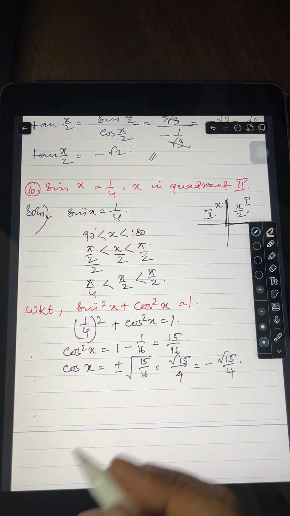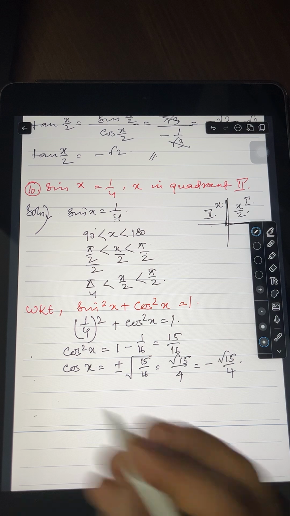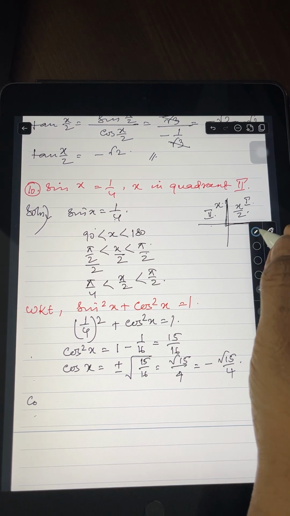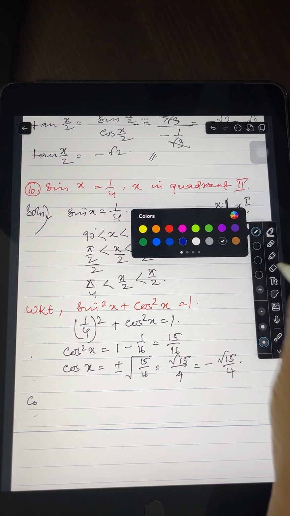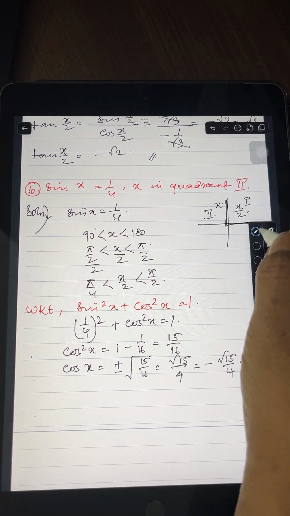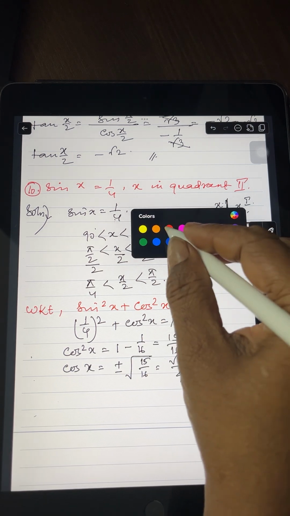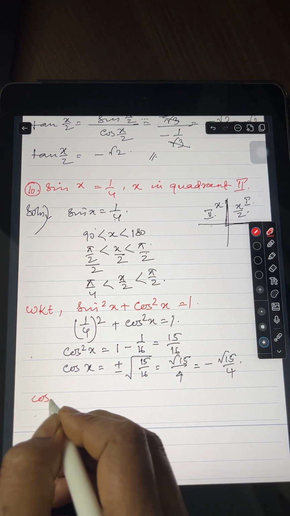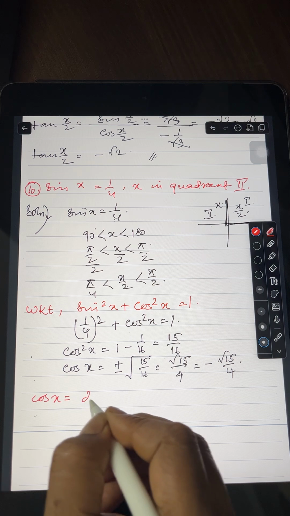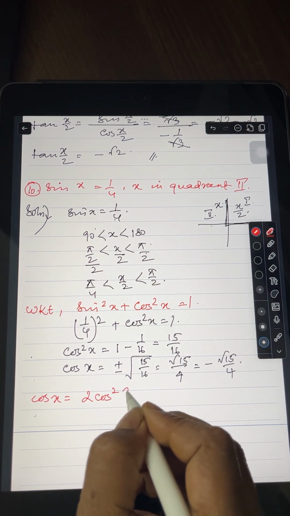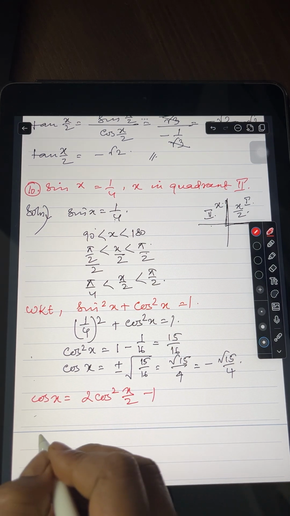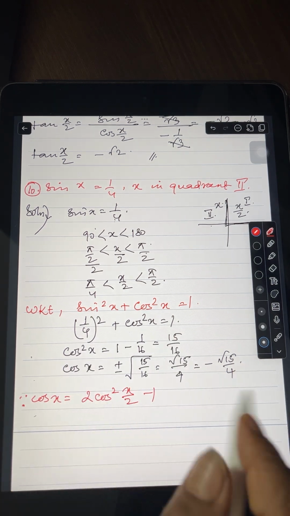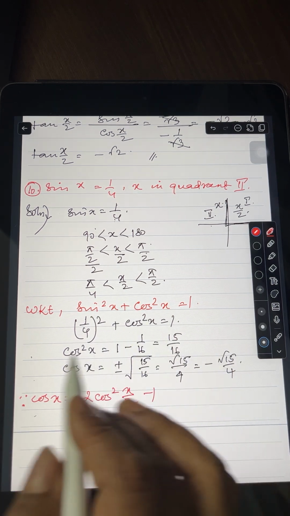You will have to again find cos x by 2. So how will you find cos x by 2? Take that formula. Which formula is that? You will have to use this formula: cos x is equal to 2 cos square x by 2 minus 1. I've already explained how this comes. Okay, now you can see it above.